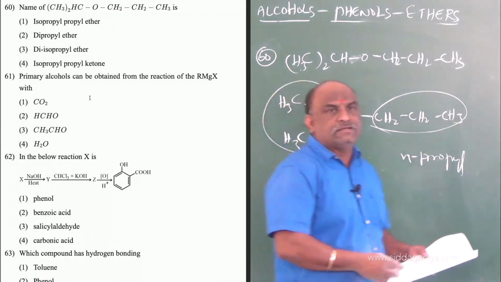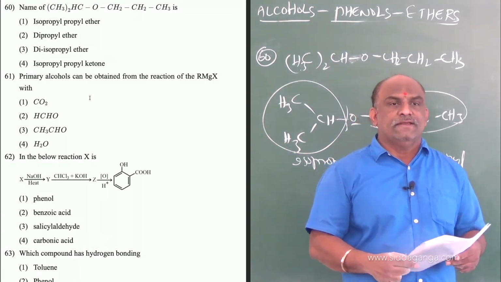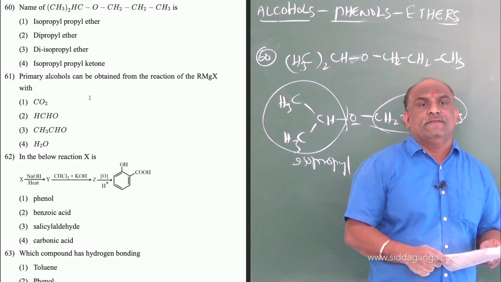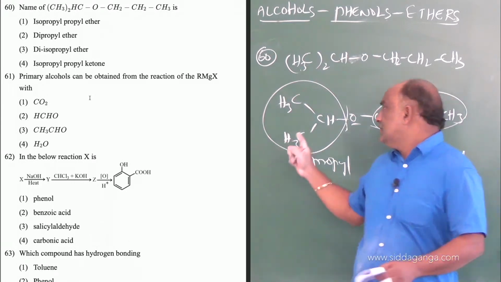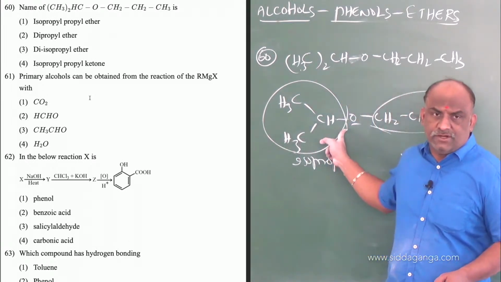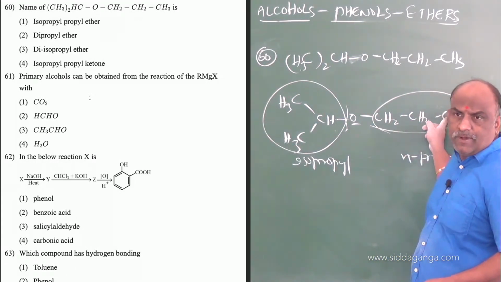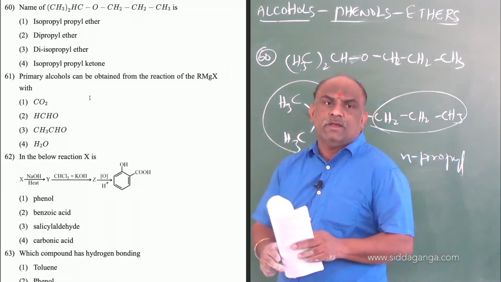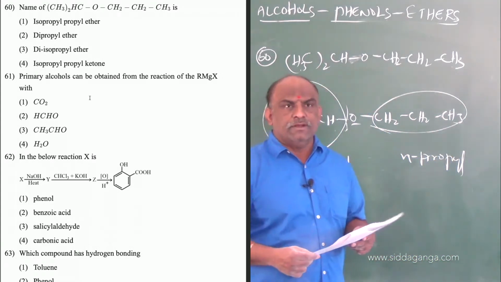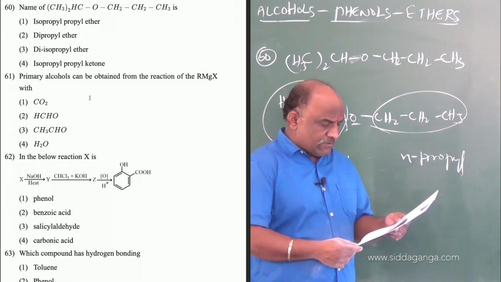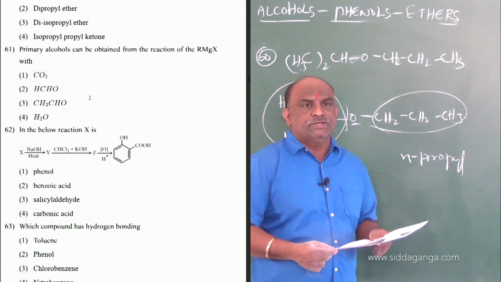So what will be the answer? Isopropyl propyl ether, not isopropyl propyl ketone. This functional group is called the ether functional group. The left group is the isopropyl group, and the right side group is the n-propyl group. So the answer is isopropyl propyl ether, and the first option is the right answer for that question. Now we will come to question 62.